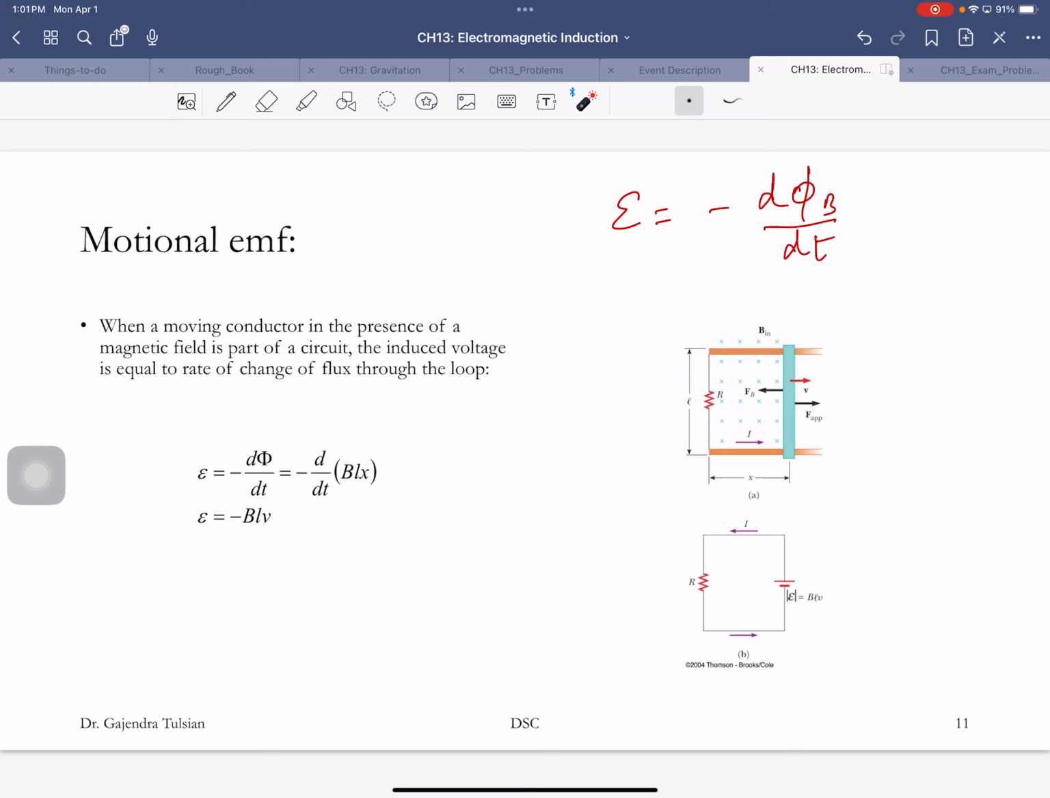So there's the flux. The magnetic field is constant, and the area of the loop is this length times the x coordinate. The only thing that's changing is x. So dx by dt is v. Again, this moving rod is acting like a battery, and the EMF of the battery is BLV.